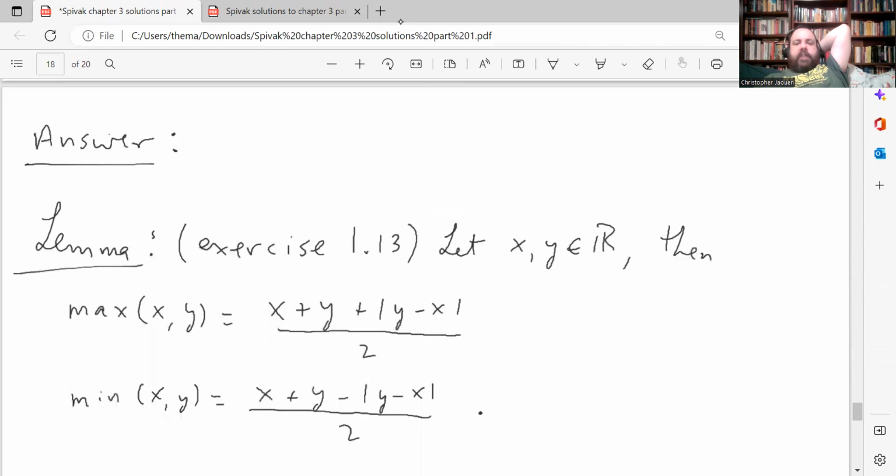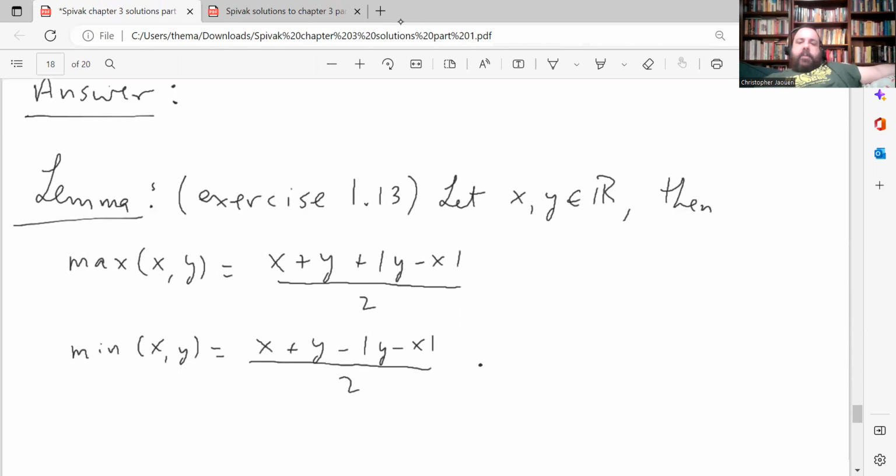In order to do that, you have to use a lemma from the exercises of chapter 1. It's actually exercise 113, which is one of the problems that I didn't actually do on video. So I'm doing it here, or at least the part that we'll need. This is the lemma. Let x, y be real numbers. Then you can define the maximum of the two numbers using this formula in terms of absolute value. And you can define the minimum this way as well.